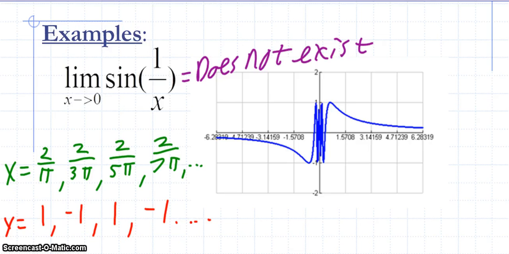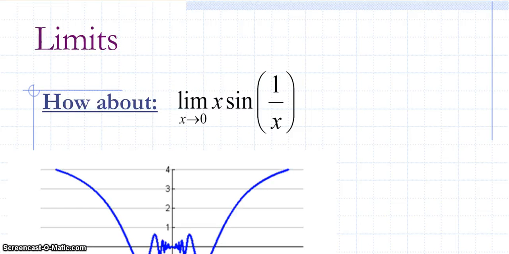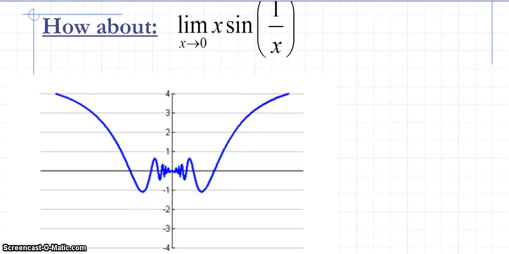Alright, what if we change this slightly? What if it becomes the limit as x goes to 0 of x times the sine of 1 over x? Well, now what does this x do to the function sine of 1 over x that we didn't have in the previous problem? Now if I look at the graph, it does appear that I am approaching a limit. It appears that the limit is 0, and that is going to be our answer as well. But let's talk about why that is.